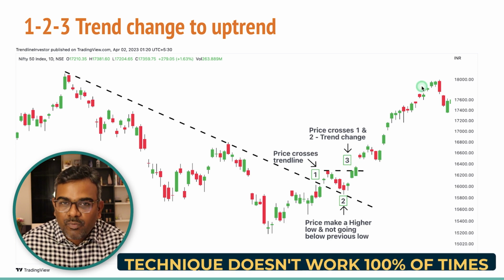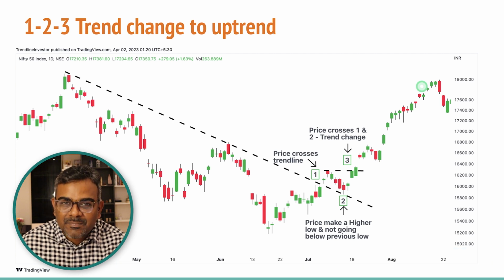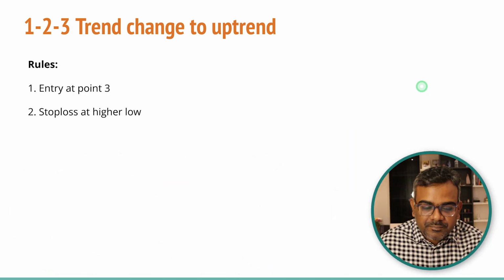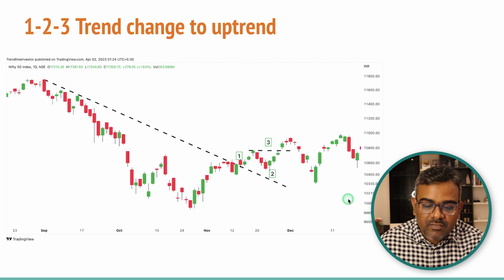Now again, this is not a foolproof methodology or strategy. It does have its own problems. There will be losses, so do not take this for granted and think that this makes money always. But I'm going to give you a few more examples as to how this works. Now, as I said, the entry point is always going to be above point 3, and the stop loss is going to be the previous low, which is point 2. Okay, now let's take a few more examples.